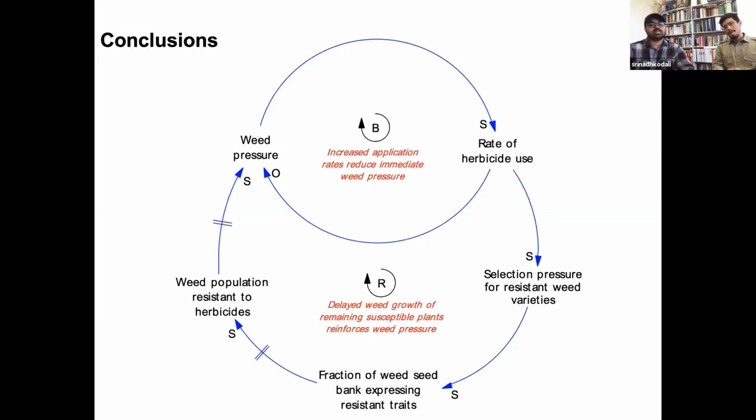But in the long run, because of the increased rate of herbicide or because of the other things that are going on, the selection pressure for the resistant weed varieties increases, which increases the fraction of weed seed bank expressing the resistant traits. And with a delay, the weed population resistant to herbicide eventually increases, which reinforces our problem of weed pressure that we had in the beginning. So that's the conclusion, or the overall picture, that we had from the model.